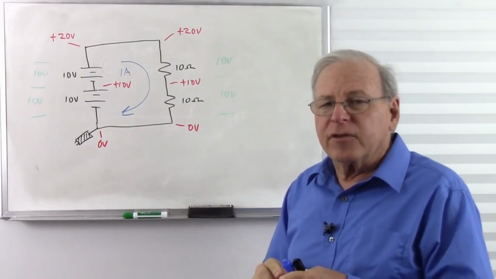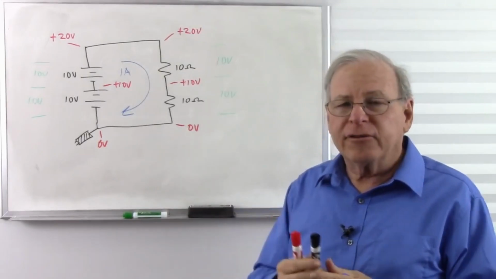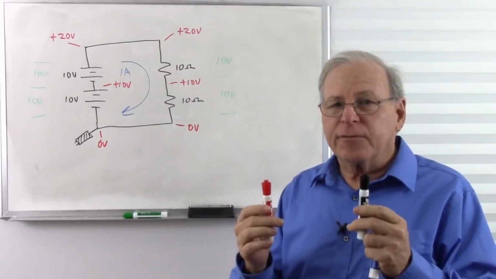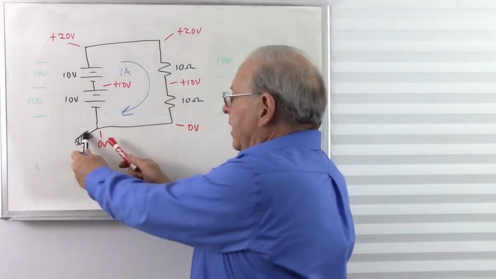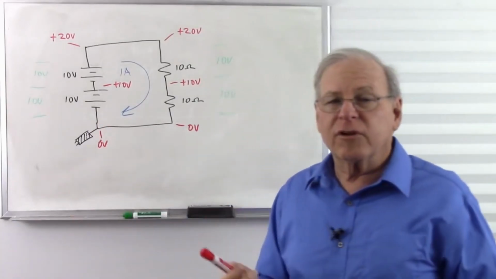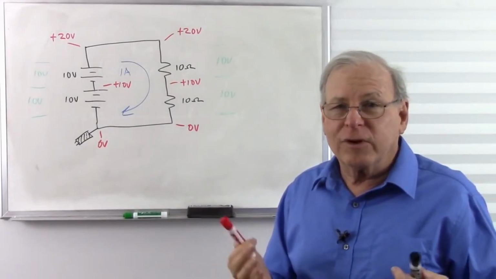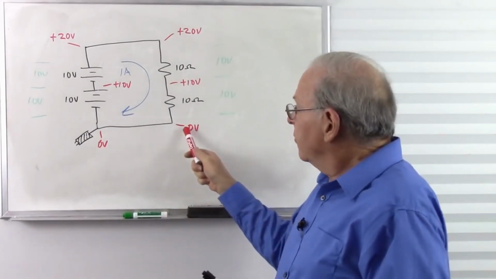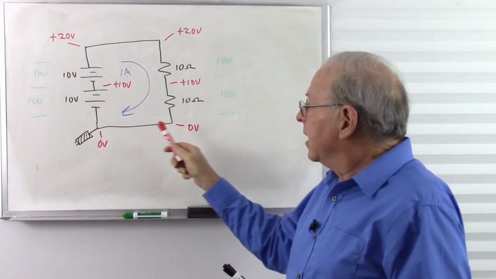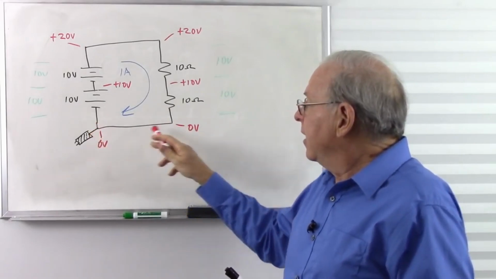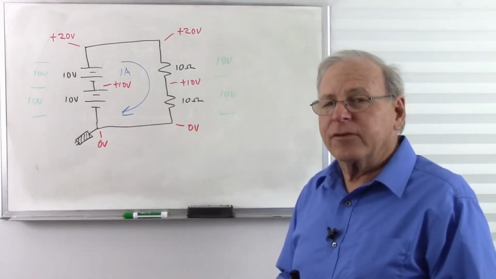Why? Because the voltmeter, like the pressure gauge, tells me the difference between two voltages. I have the red lead and the black lead at the same voltage. So what's it going to read? It tells me the difference, which is nothing, 0 volts. So this is 0 volts because the black lead and the red lead are at the same place.